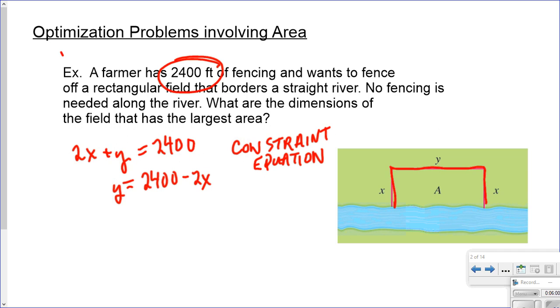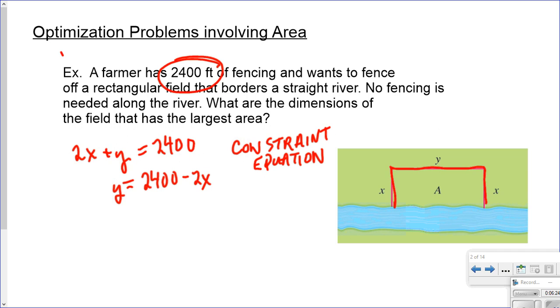Let's just move along with the rest of the question. Wants to fence off a rectangular field that borders a straight river. Well, that's pretty clear on the diagram. We're lucky we have a diagram in this question. We don't always have diagrams, and if you can always draw a diagram and label a diagram, that's really helpful when you solve word problems. The second sentence, no fencing is needed along the river. That's pretty straightforward. That's represented in the diagram. There's no real math there to do.